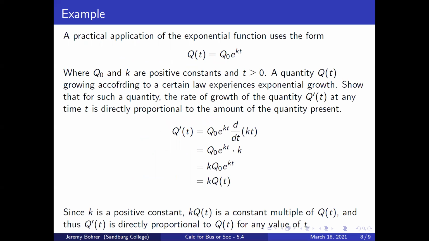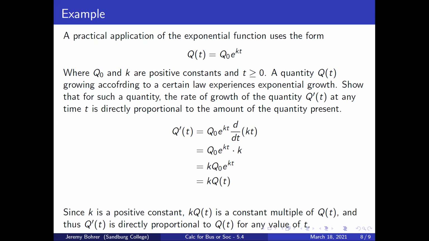A practical application of the exponential function uses the form q of t equals q naught times e to the kt, where q naught and k are positive constants and t is greater than or equal to 0. A quantity q of t growing according to a certain law experiences exponential growth. Show that for such a quantity, the rate of growth of the quantity, q prime of t, at any time t is directly proportional to the amount of the quantity present.